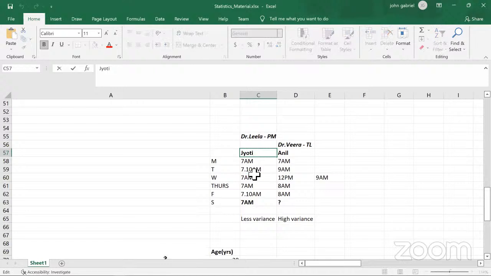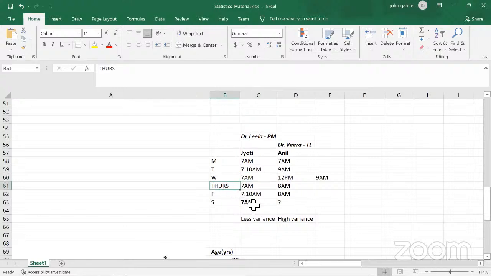Now, Jyoti is reaching this IBM company Monday at 7 o'clock, morning 7 a.m. Tuesday, she's reaching at 7:10. Wednesday, she's reaching at 7 a.m. Thursday, she's reaching at 7 a.m. All right. And I just want to understand these two questions. So Friday, she's reaching at 7:10.